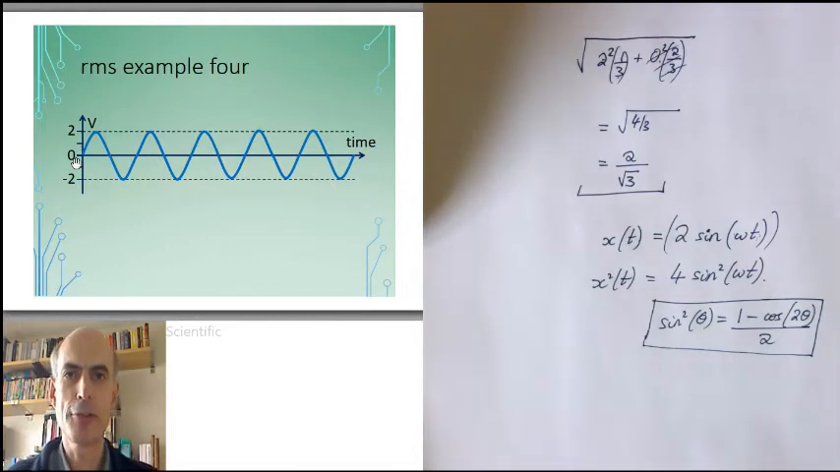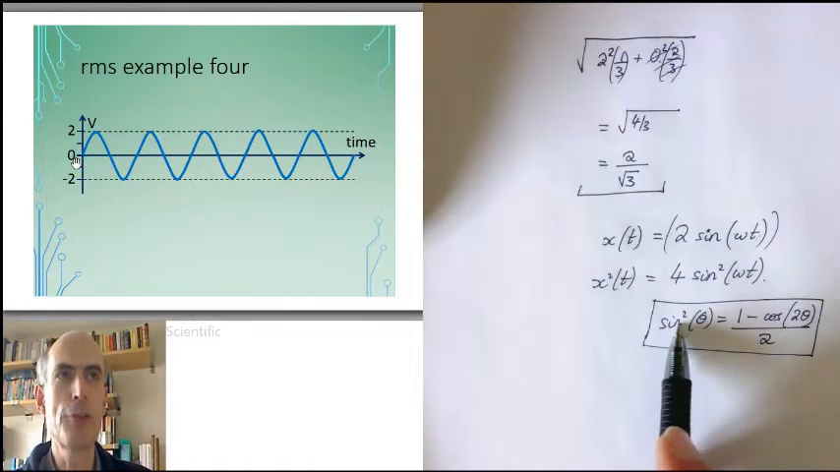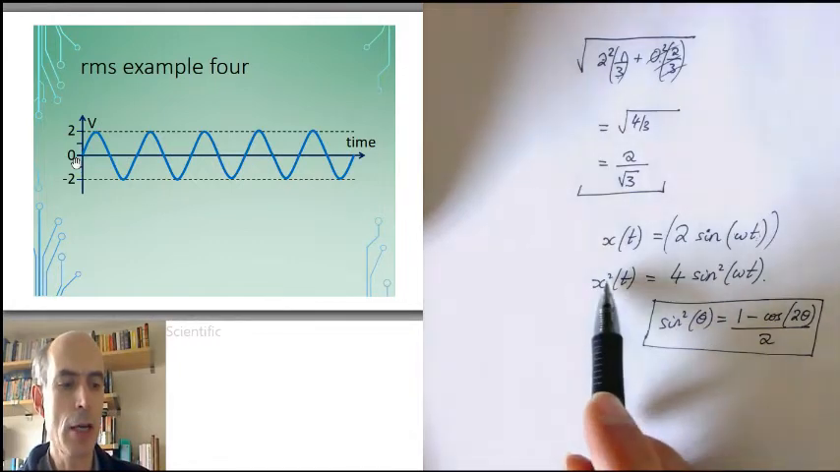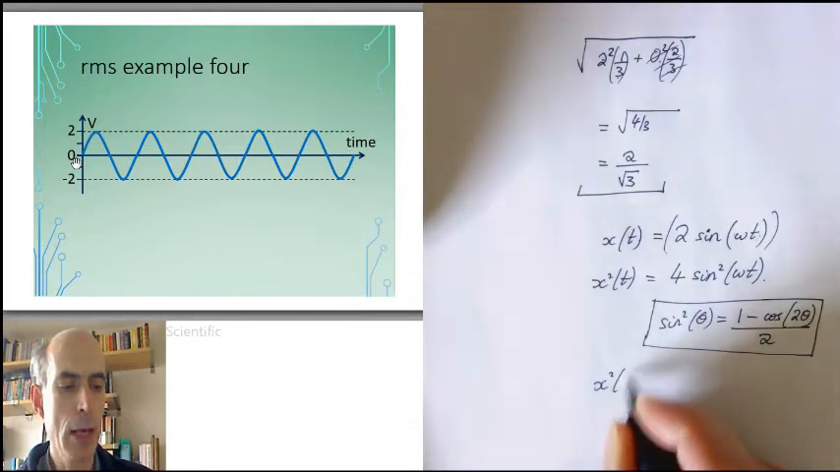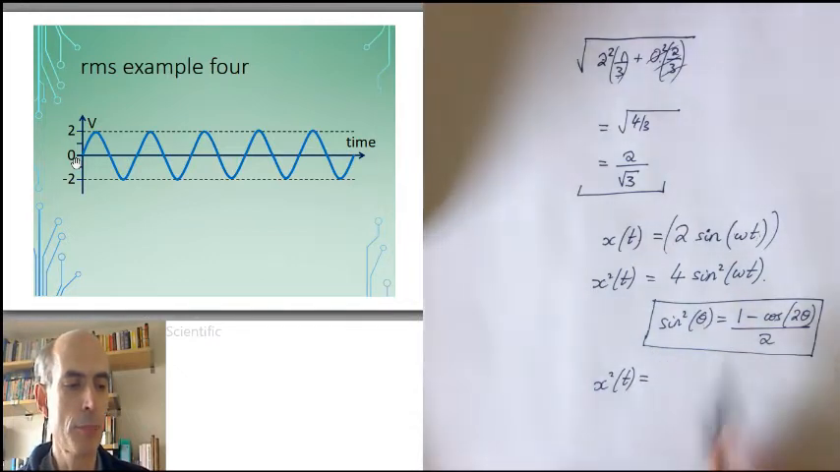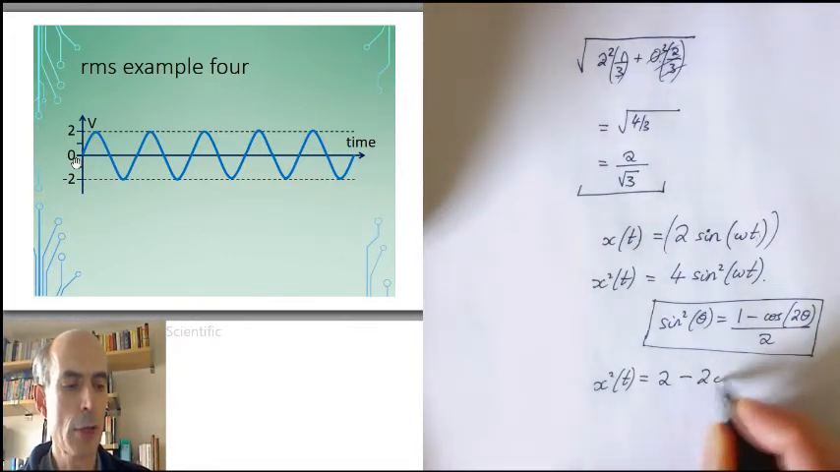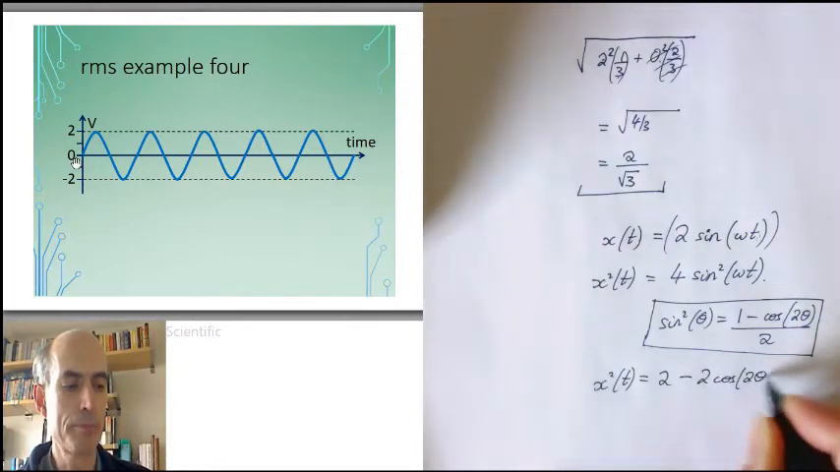I'll leave the maths lecturers to derive that one if you haven't come across it before. If not, you can either test it out yourself or just believe me. Using this, I can rewrite the square of my waveform in this form. x squared of t is 2 minus 2 times cosine 2 theta.